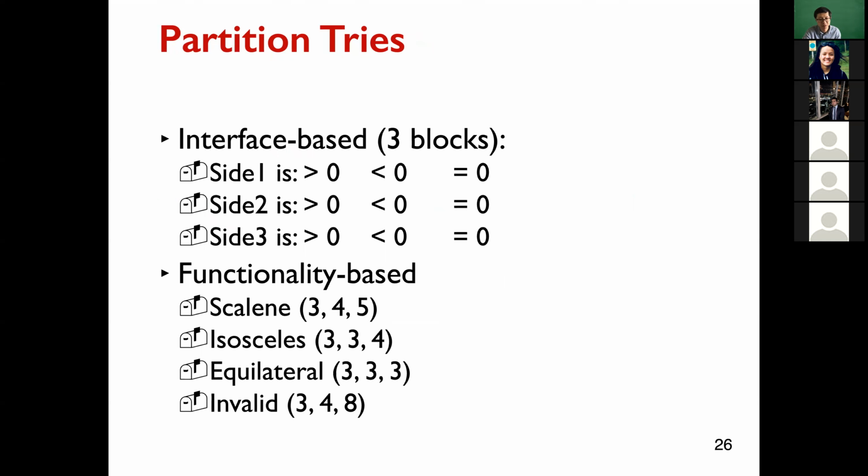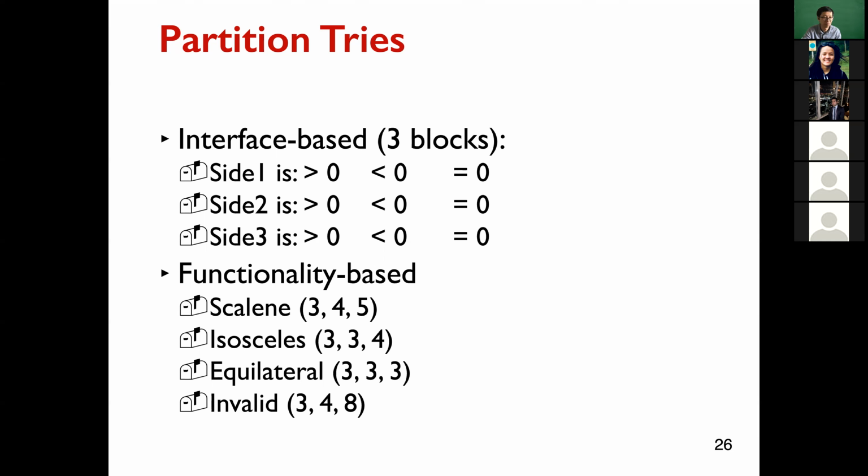First, interface based. For each input, right? Three inputs, side one, side two, side three. For each input, we have a partition: bigger than 0, smaller than 0, equals to 0, right? This is just an example, okay?